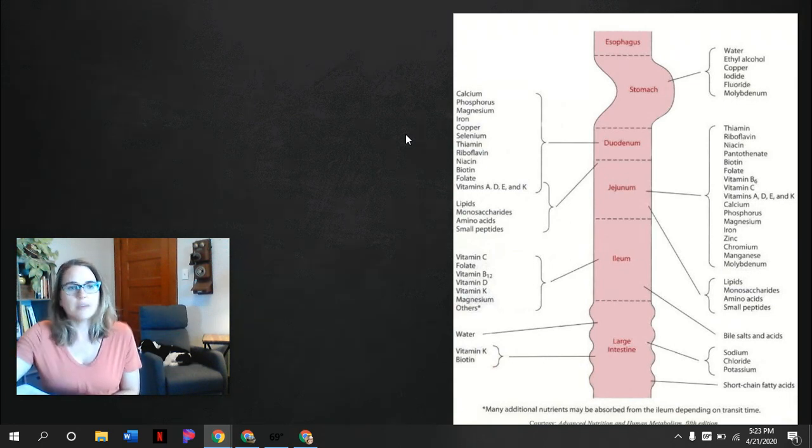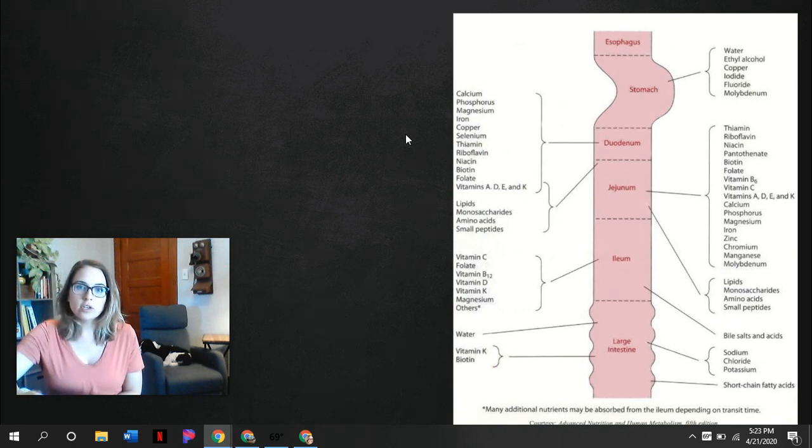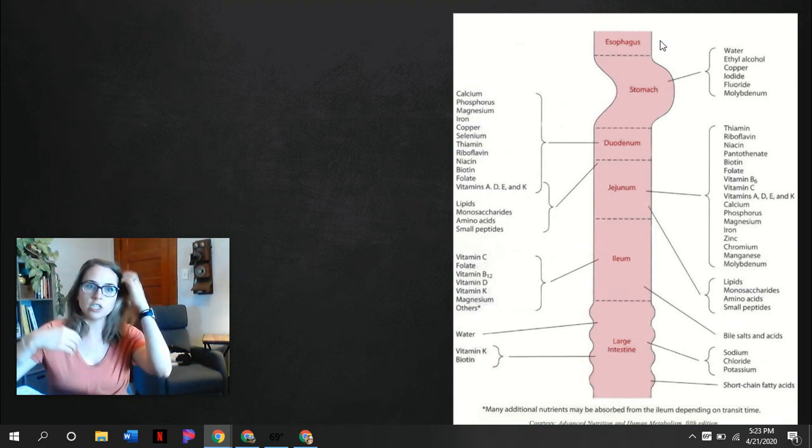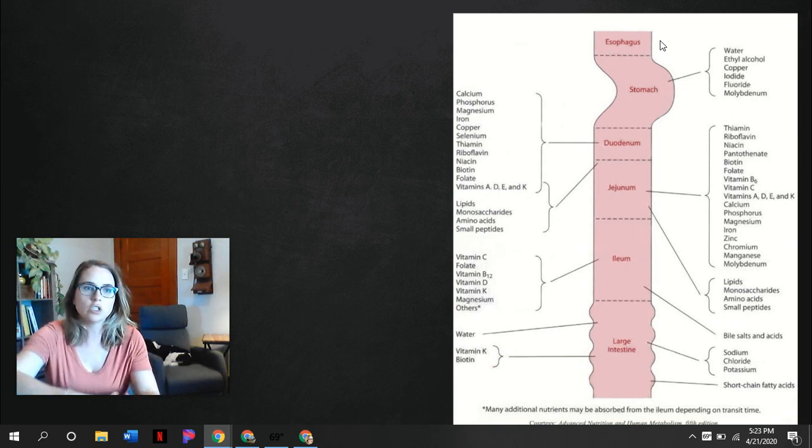But I found this diagram online, and I think it's a great overview of everything we've talked about so far in way more detail about what each part of our GI tract absorbs, okay? So if you start up here at the top with the esophagus, you'll notice that nothing gets absorbed in the esophagus. Nothing is used in digestion. The esophagus is literally just a tube from your mouth to your stomach.